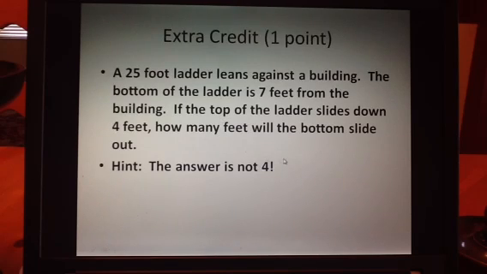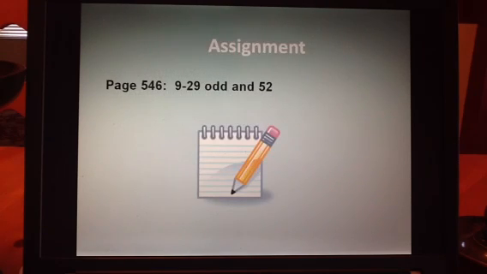Okay, here's your extra credit problem. You might want to pause it because I'm going to go to the last slide to keep this short. And that's your assignment. You will have time to work in class tomorrow because there will be no lesson. I'll just go over that one problem and see if you have any questions.